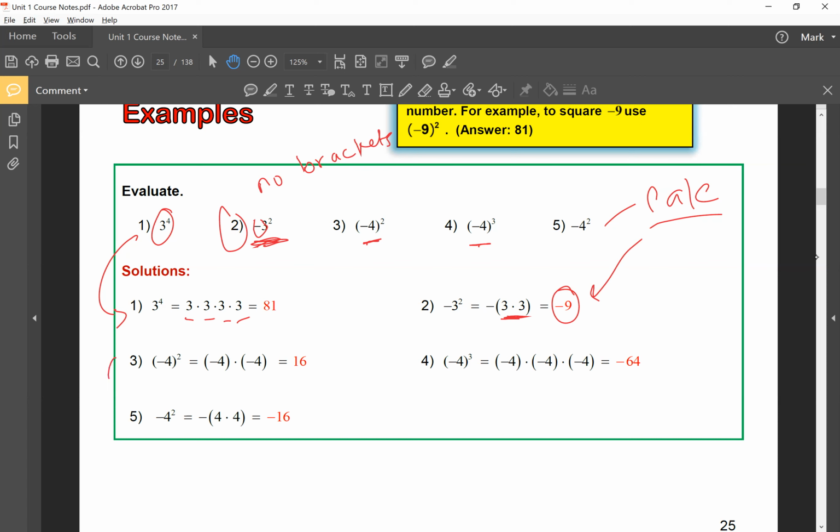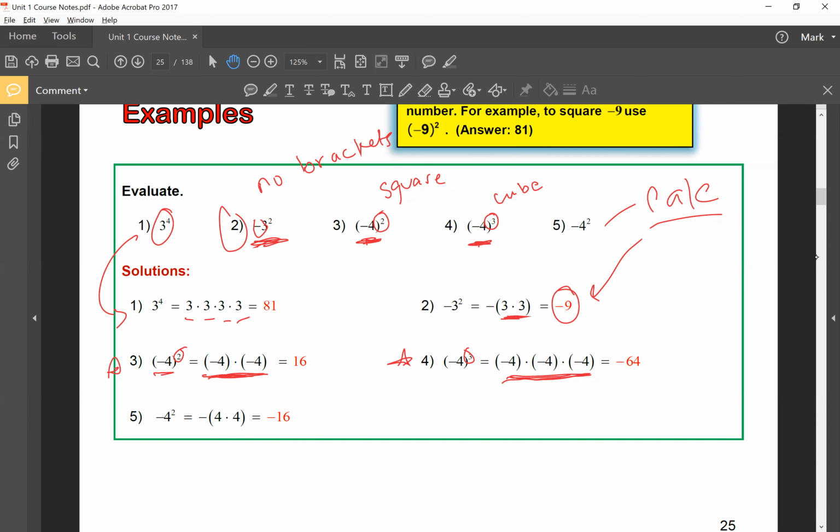Now, look at number 3 and look at number 4. Notice that the negative is in brackets and the exponent is outside the brackets. What this means is we are going to square. We call this in math a square, and we call this in math a cube. We're going to square and cube these numbers, but we're going to keep the negatives. So -4 squared is -4 times -4. -4 cubed is -4 three times.